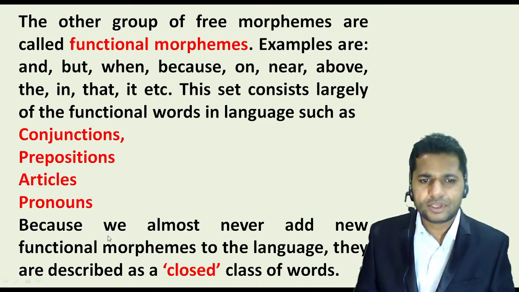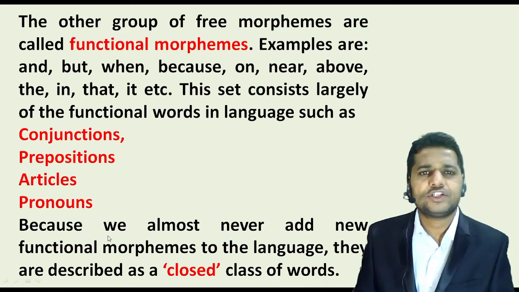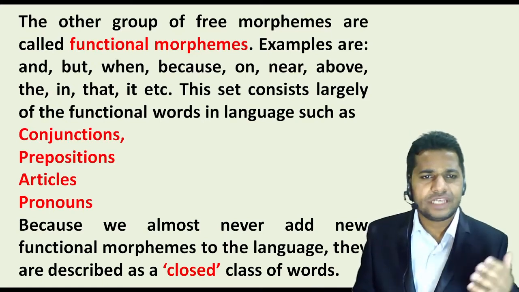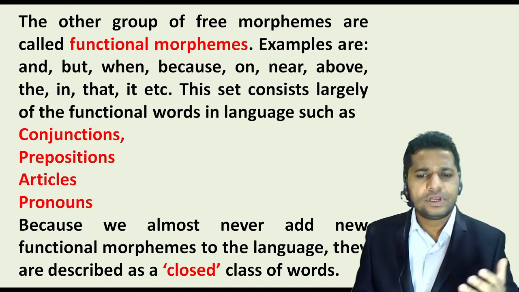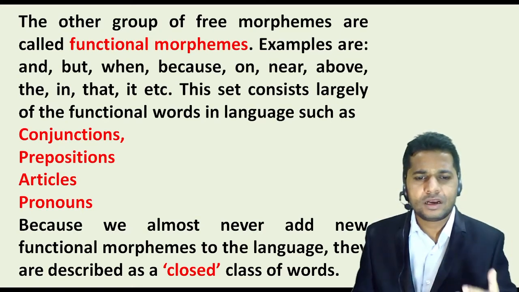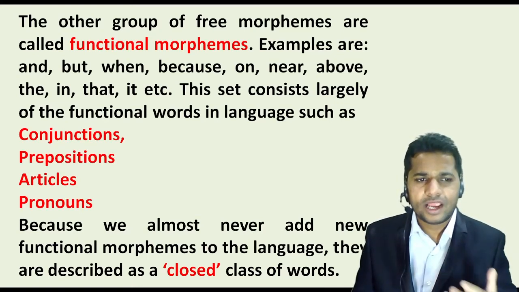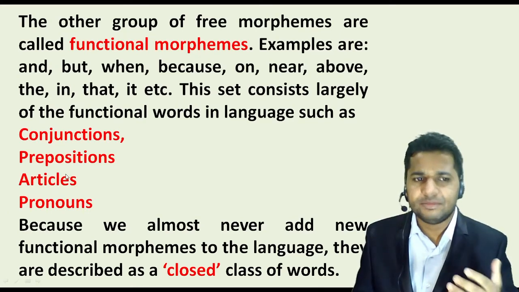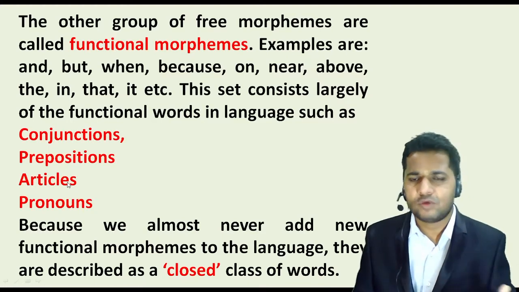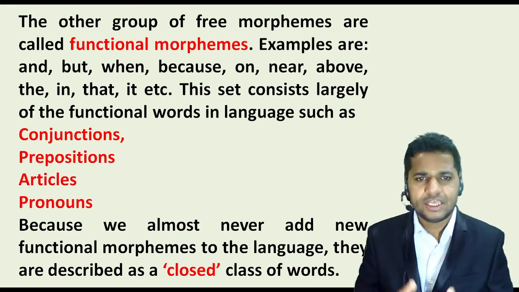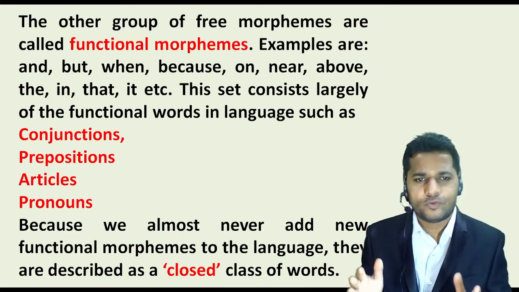Now, because we almost never add new functional morphemes to the language, they are described as closed class of words. If you see the earlier subtype, lexical morpheme, that was open class of words. If you see this one, functional morphemes or grammatical morphemes, they are closed class of words. Why? Because conjunctions are limited, prepositions are limited, articles are limited. There are three only. Pronouns are also limited. You cannot add more words into these four categories. So these are closed class of words.